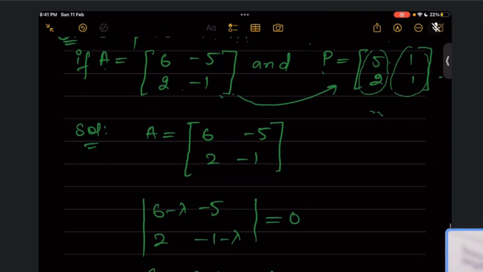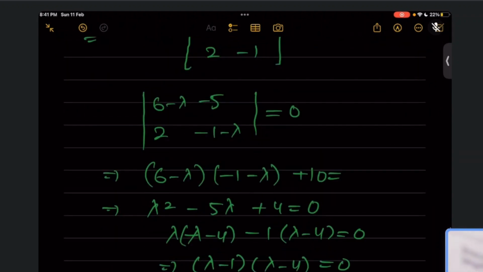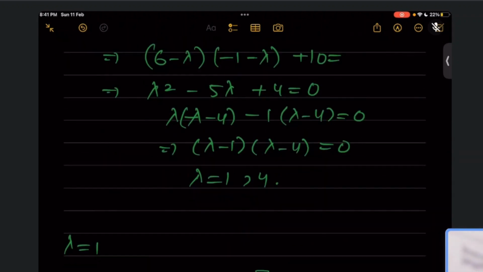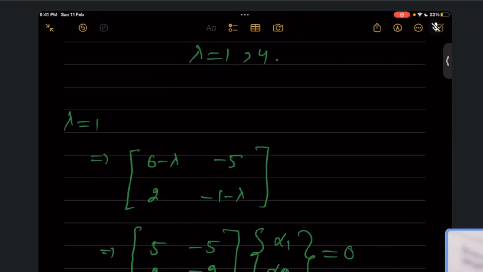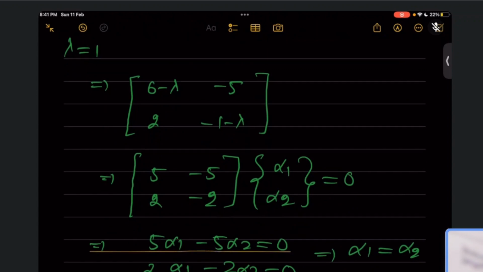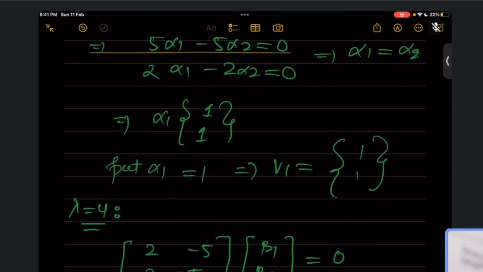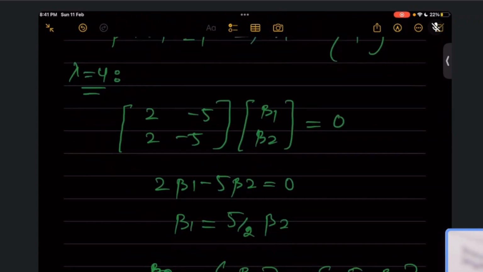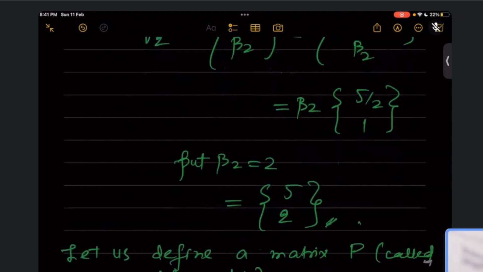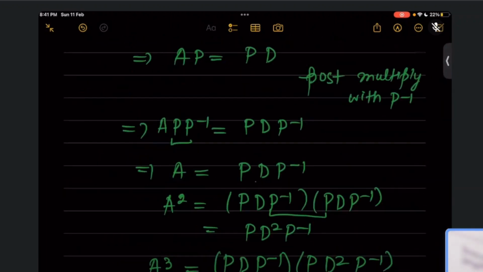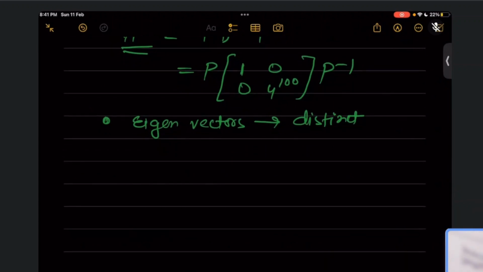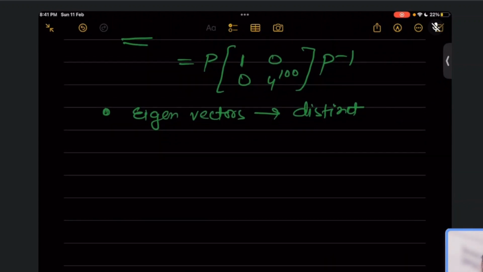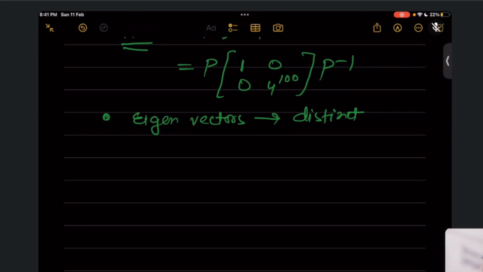So should we move forward, or you need to write something down? You need to note something down. All of you have noted this? Should we move forward? Guys, please respond. Should we move forward, or you need to copy everything? Okay.